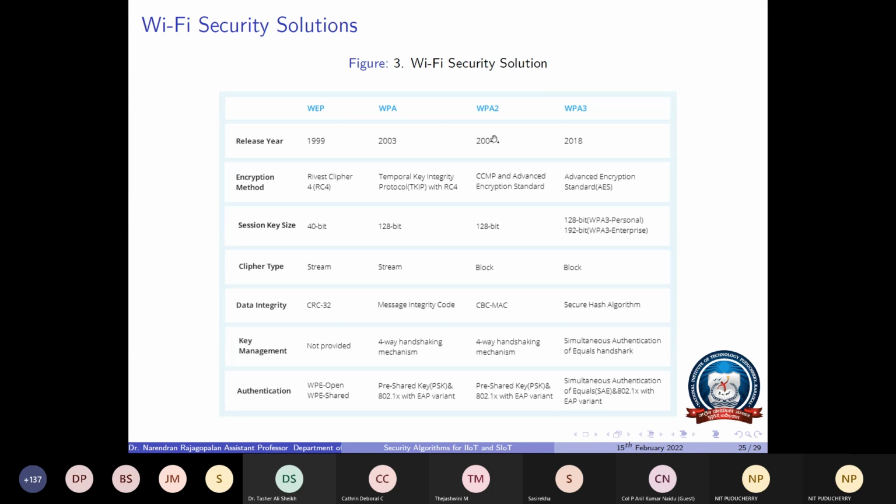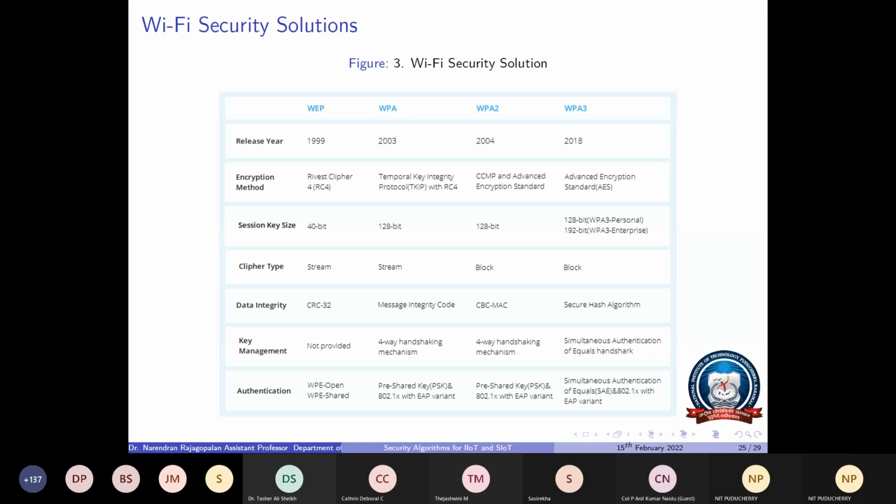Then in the year 2004, WPA was revamped with the Advanced Encryption Standard as the encryption method, along with CCMP. Apart from that, except for the cipher type being changed from stream to block, there is not much of a big change.